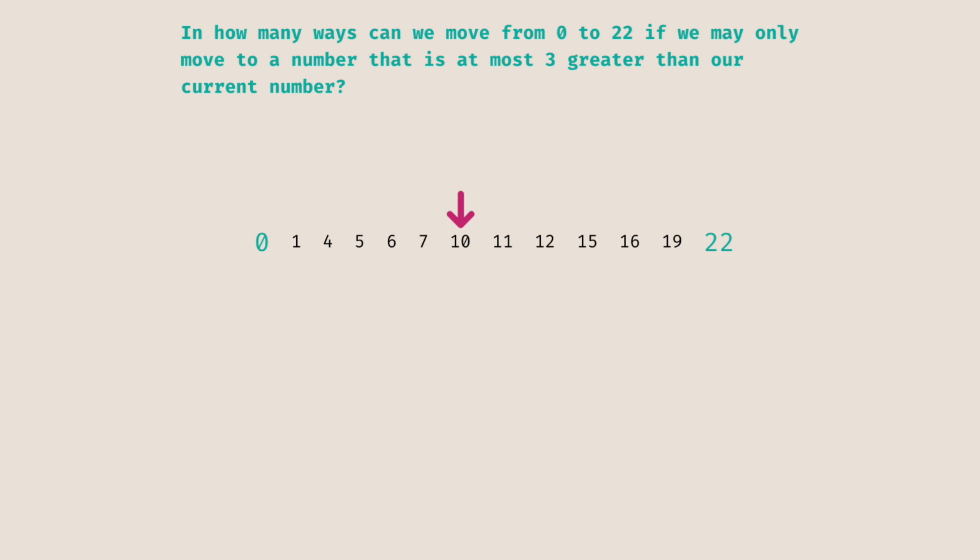I could move to the 11, because that has a difference of 1, or I could move to the 12, because that has a difference of 2. But I cannot move to the 15, because that has a difference of 5, which is greater than 3, right? So those are our rules for traveling through this list.